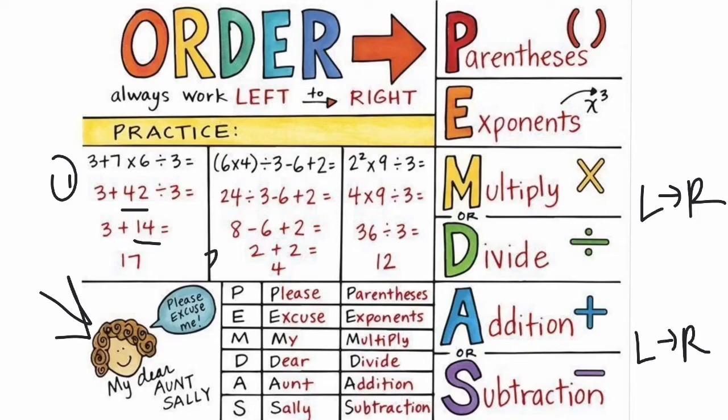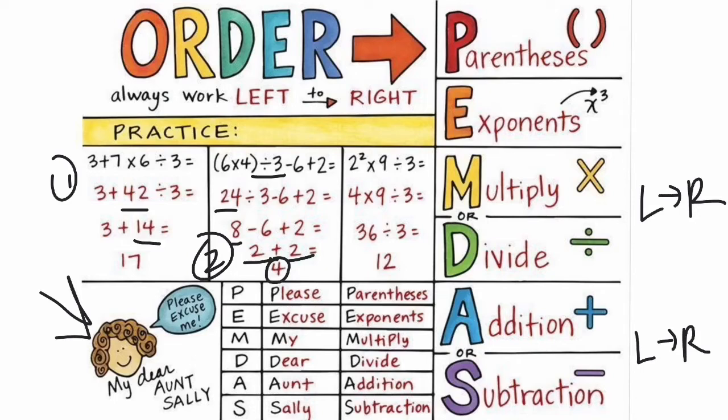This second example right here, left to right, 6 times 4 is 24. I rewrote the whole thing. Then I would divide. 24 divided by 3 is 8. Then I'm left with minus 6 plus 2. So I did 8 minus 6, which is 2, plus 2, which is 4.